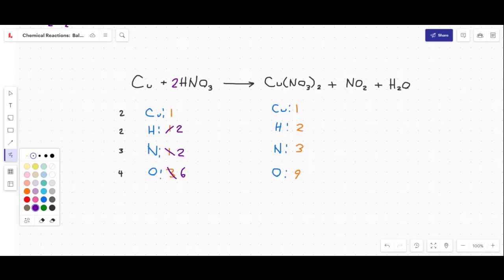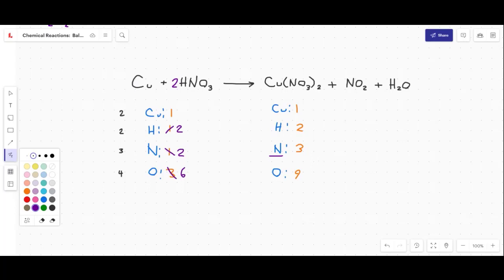Have to make the odd number even. So I think I have to double the coefficient of the compound causing this nitrogen to be odd. So which of these products should I double?